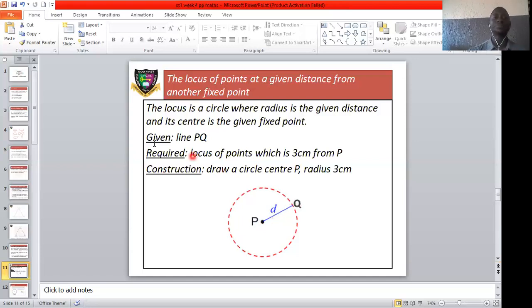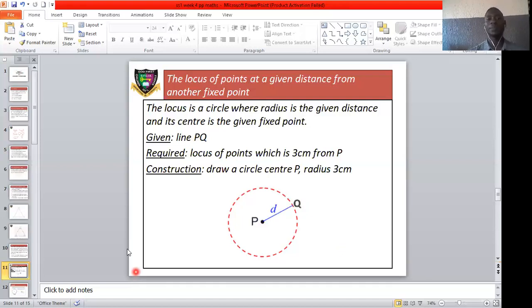Take this example. Given a line PQ, a line segment, and Q is the locus of the point we are considering. Required is the locus of a point which is 3 centimeters from P. That is anywhere around this circle. The distance between P and Q is 3 centimeters, which now forms the radius. Construction: draw a circle, center P, and radius 3 centimeters all through.